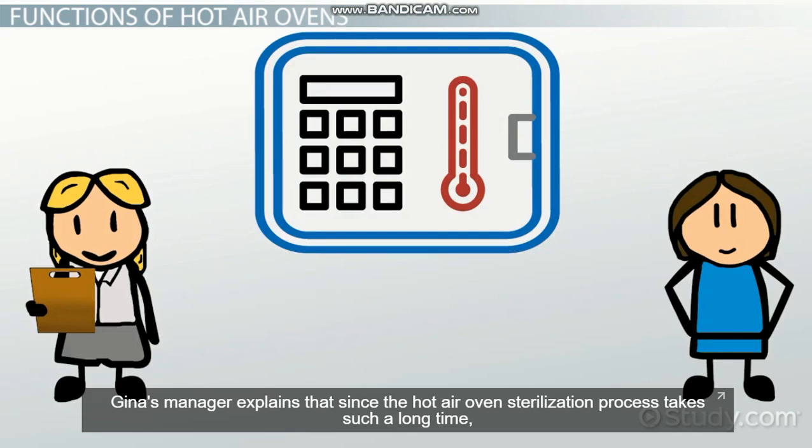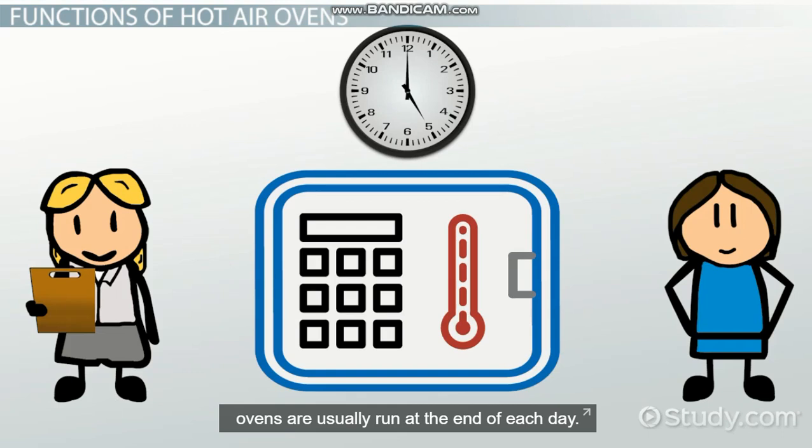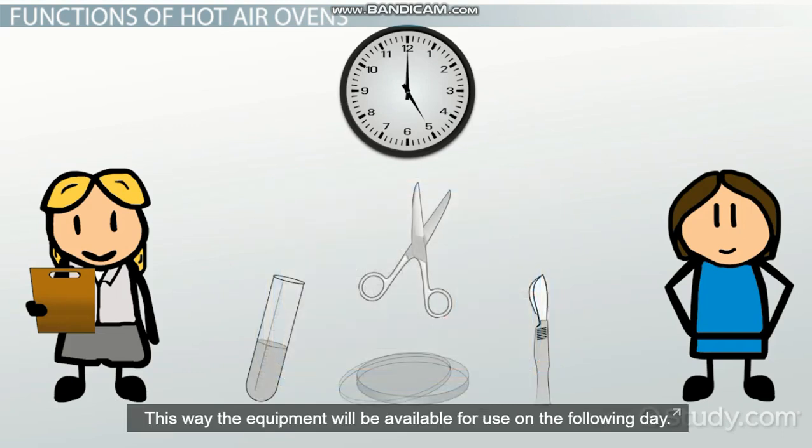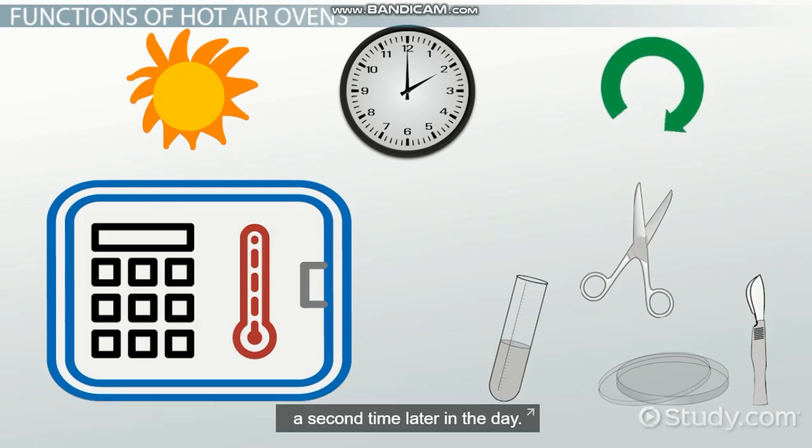Gina's manager explains that since the hot air oven sterilization process takes such a long time, ovens are usually run at the end of each day. This way, the equipment will be available for use on the following day. In certain circumstances, the hot air oven is used during the day if equipment is needed a second time later in the day.